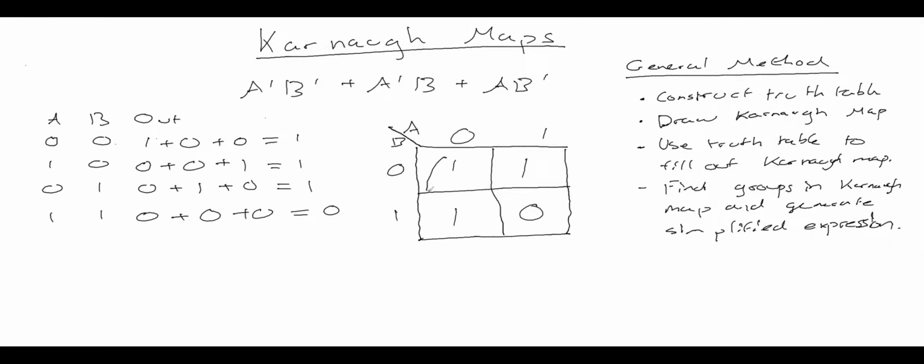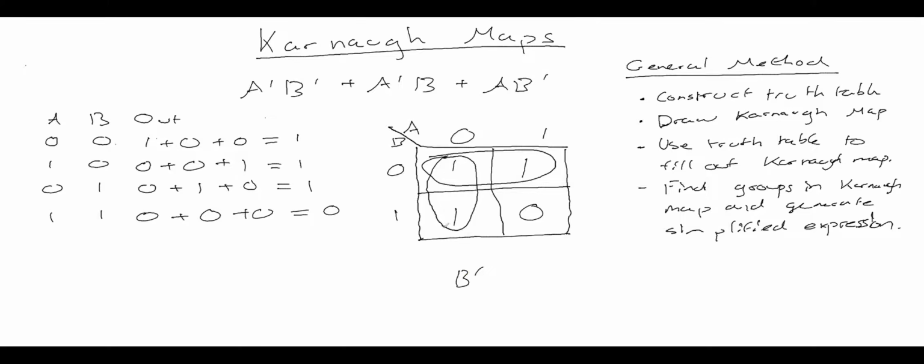Well, we can group these two ones together, and we can group these two ones together because a 1 can be in multiple groups. So then what we do is we take a look at the horizontal group and see what is common about the cells in that group. Well, in the horizontal group, in both cells, the B input is a 0. And that means that in our expression we're going to have not B.